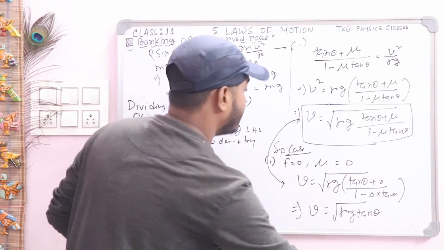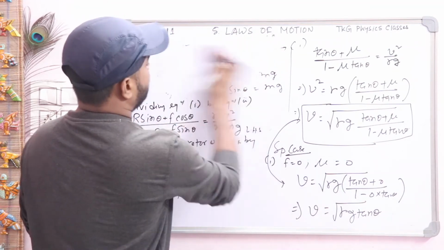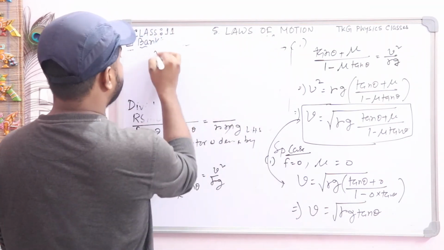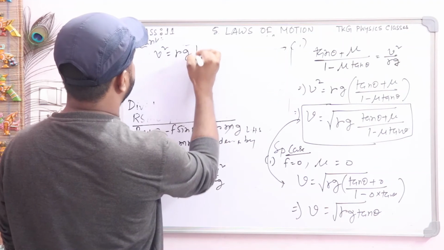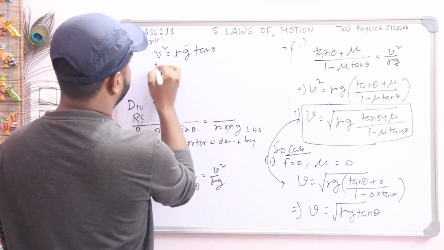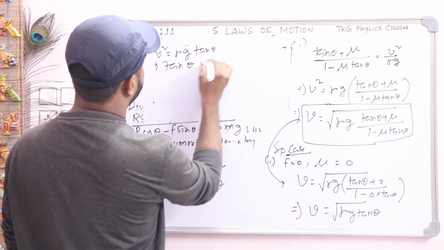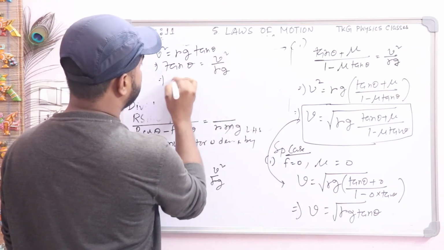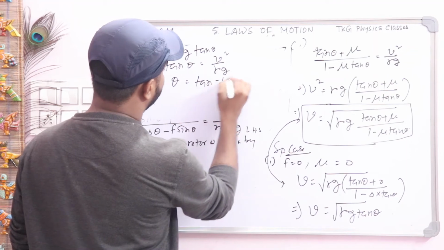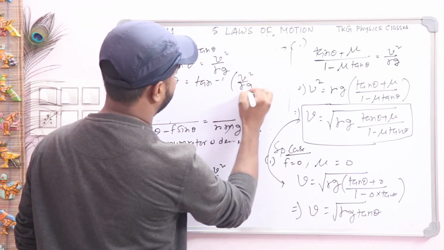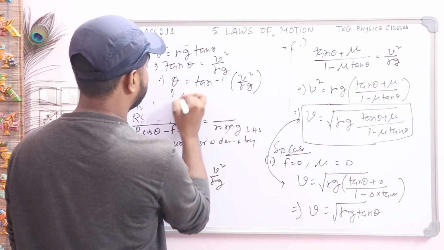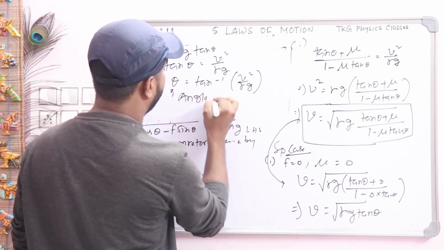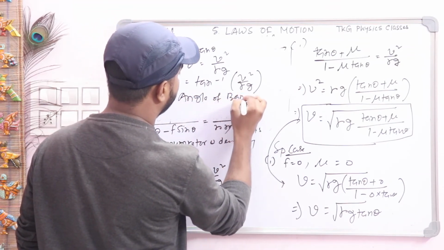So from here you can write: V square equals rg tan theta, therefore tan theta equals V square by rg. So theta equals tan inverse of V square by rg. Here theta is known as the angle of banking.